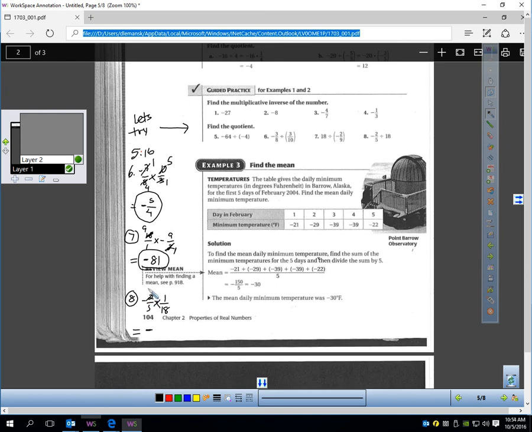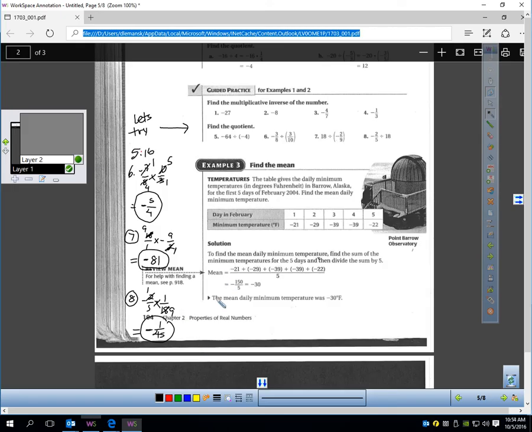2 can be divided by 2 once. 18 can be divided by 2 nine times. I get 1 times 1 on top and 5 times 9 on the bottom. My answer is negative 1/45. We're not doing any hard mental math here if you apply the division rule.